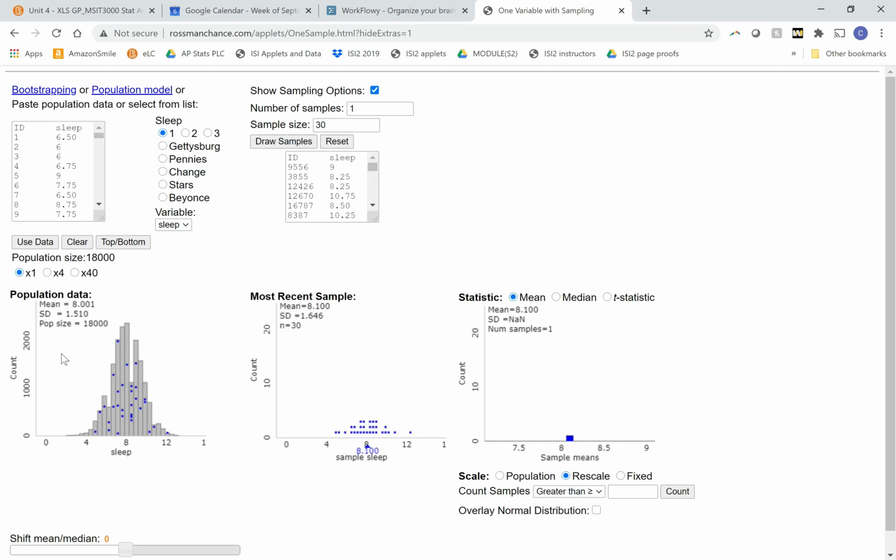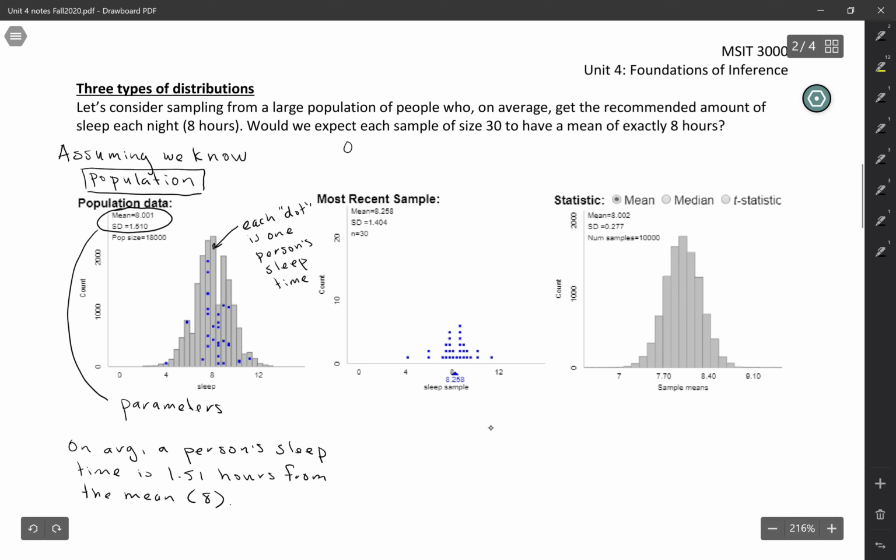If you draw samples, you can see the blue dots here are the points from the population, the people from the population that have been randomly sampled. And then those 30 people's sleep times are being shown in this next graph here. So in this particular sample of 30, the mean is 8.1 and the standard deviation is 1.646. This is just one of many possible samples, right? Every random sample of size 30 is going to be a little bit different, and I've just copied one of them into your notes. So this is one sample of size 30.